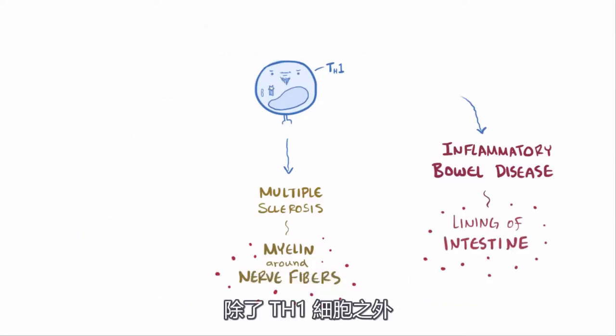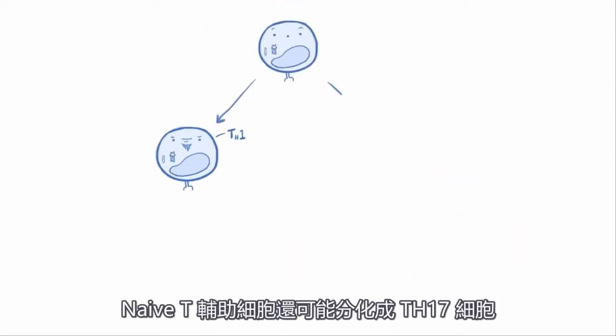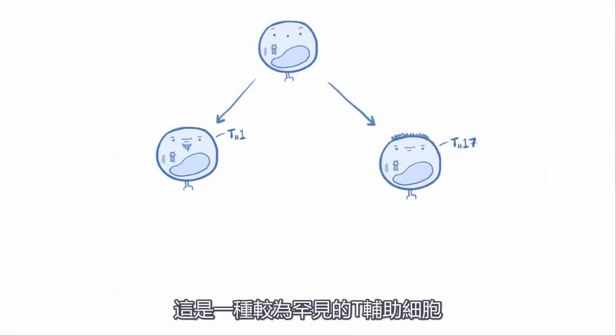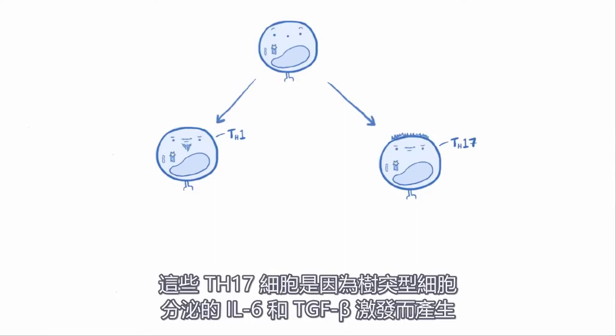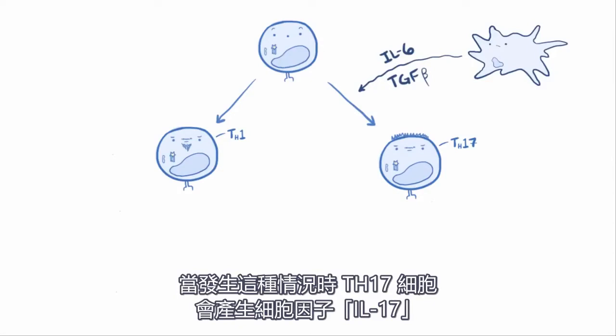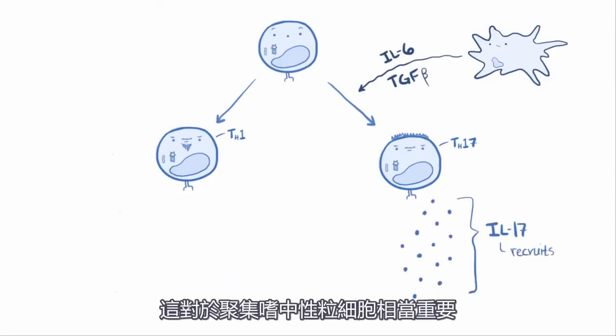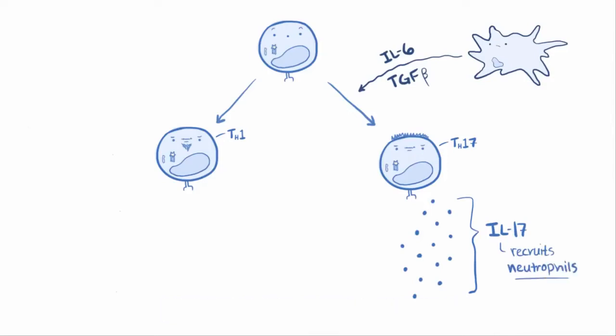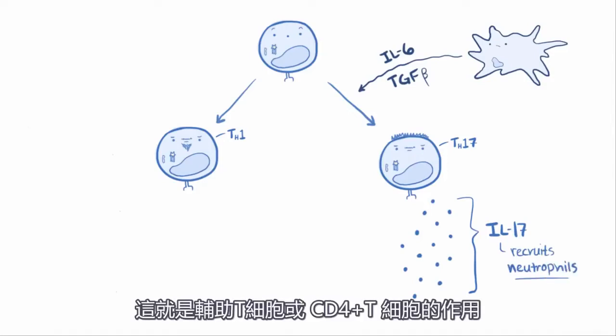In addition to Th1 cells, a naive T helper cell might differentiate into Th17 cells, which is just another subclass of T helper cells. These Th17 cells develop in response to dendritic cells secreting slightly different cytokines, interleukin-6 and transforming growth factor beta. When that happens, the resulting Th17 cells are formed, and they produce interleukin-17, which is particularly important to recruiting neutrophils. Alright, so that was helper T cells, or CD4 positive T cells.